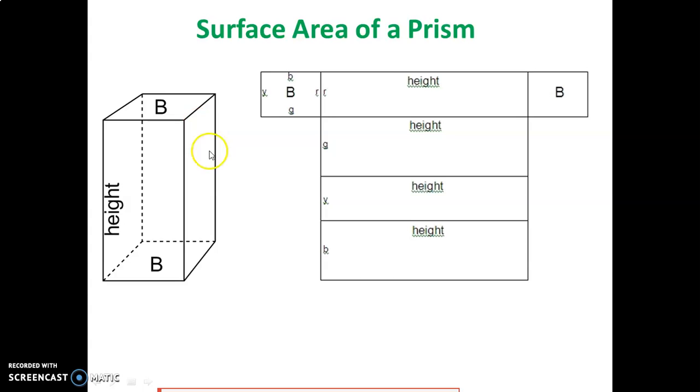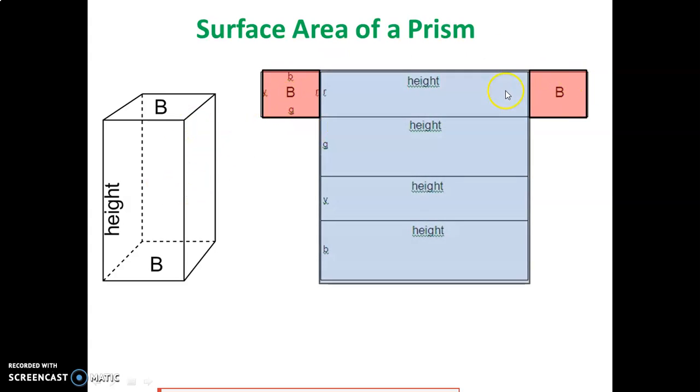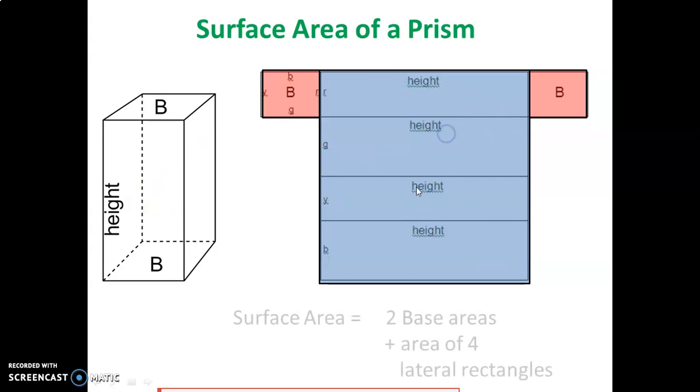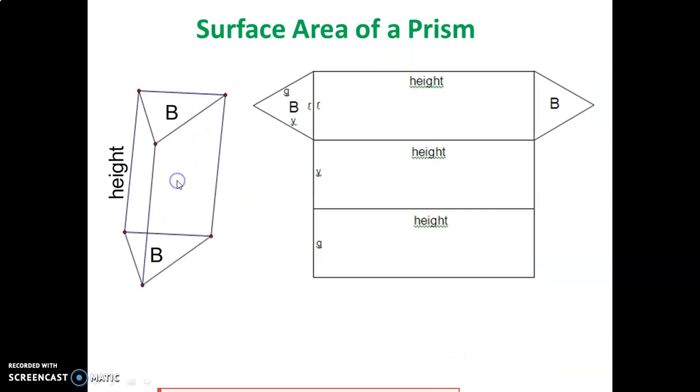So every 3D solid can be made into a net. So we have this net representing this. To find the surface area of this, we can think of all the surfaces. We have two bases, and we have this entire surface here, all the lateral areas. So the surface area would be the two bases plus the area of the four lateral rectangles, and that would be the entire surface here.